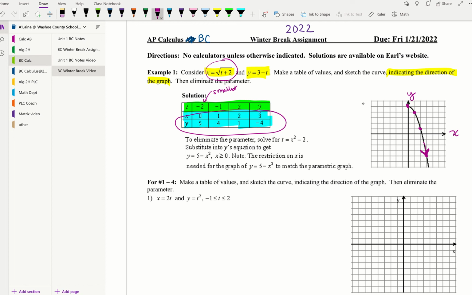This last part, eliminating the parameter, what that's talking about is getting an equation that has x's and y's in it. An equation with only x's and y's and no t's. And so what you can do is you take one of your equations and isolate t. So if you take the first equation and you isolate t, you get this. If you then plug that in for t right here and simplify, you get this. Now, y is greater than or equal to 0. You can see that from the graph, and that's because x is greater than or equal to 0. You can see that from the graph, that the x coordinates start at 0.